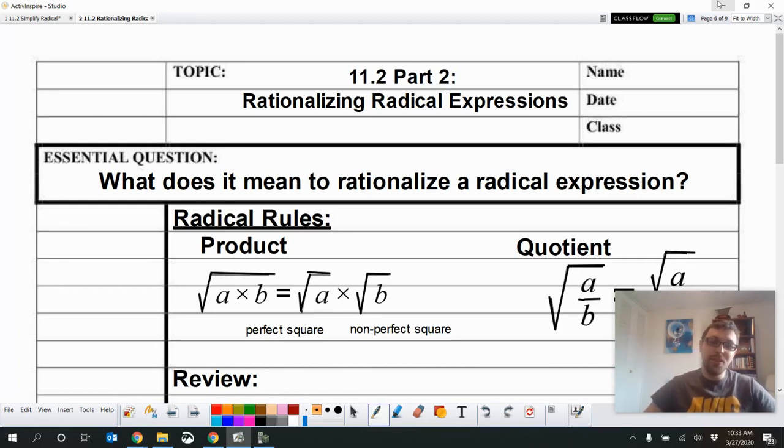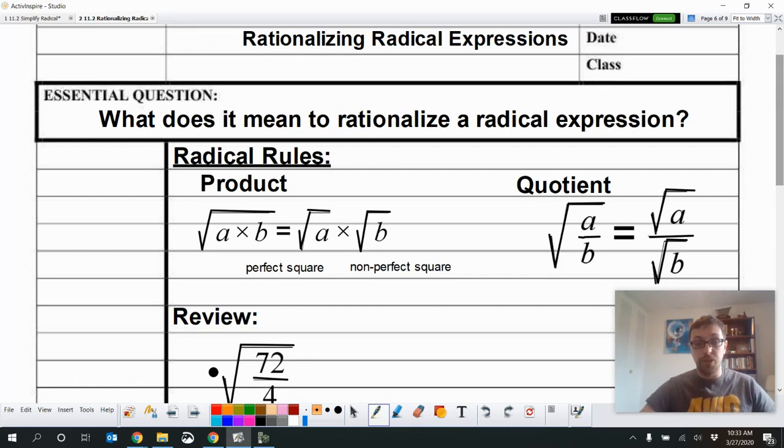Hello and welcome to Rationalizing Radical Expressions 11.2 Part 2. What we're going to look at is longer radical expressions today and see how we want to simplify those things. Same rules as we had last time. Make sure you labeled your notes.